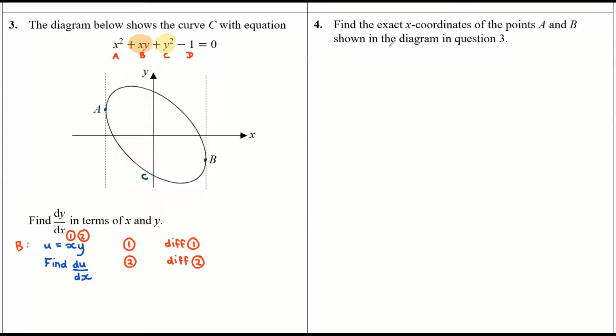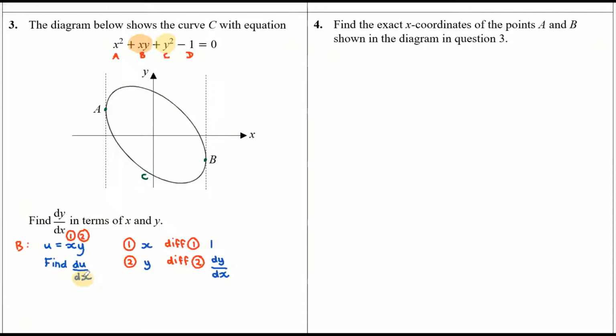So 1 is, of course, x, and 2 is y. If I differentiate x, obviously this is always with respect to x, I just get 1. If I differentiate y with respect to x, I have to differentiate but also multiply my derivative by dy by dx because we're using the chain rule. And I did just mention it's obvious that we're differentiating with respect to x. Well, that's because we're finding du by dx.